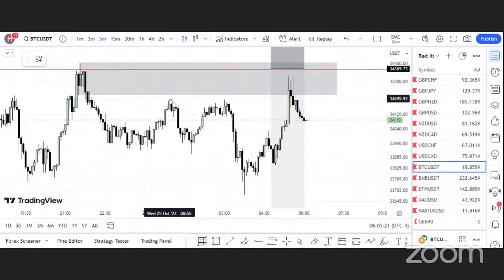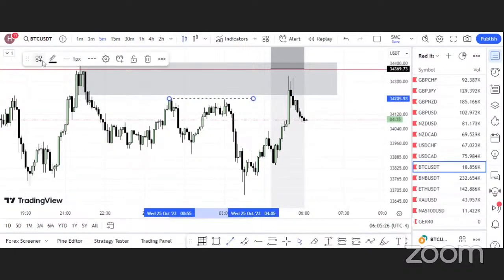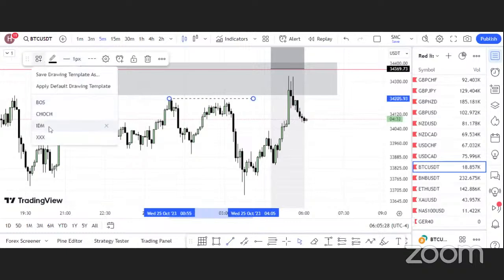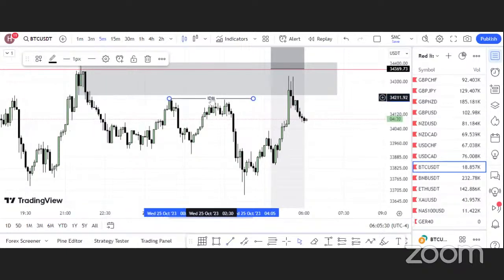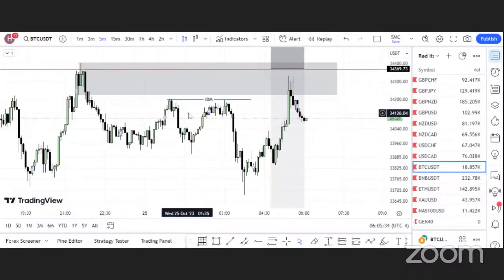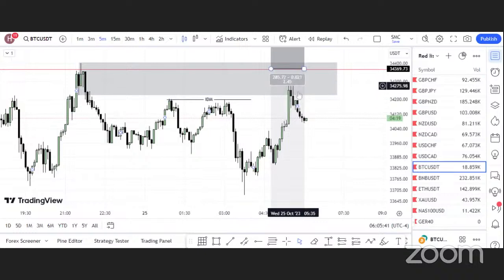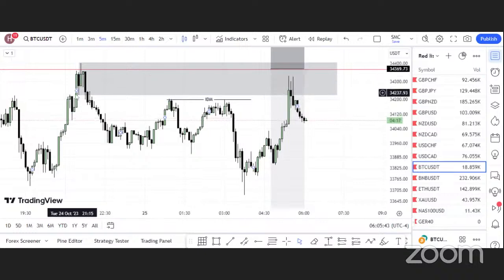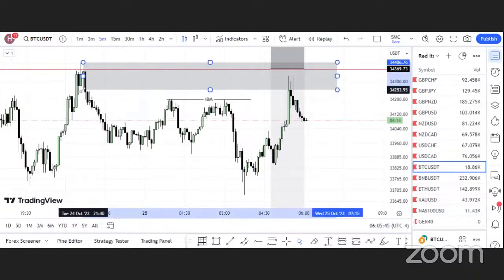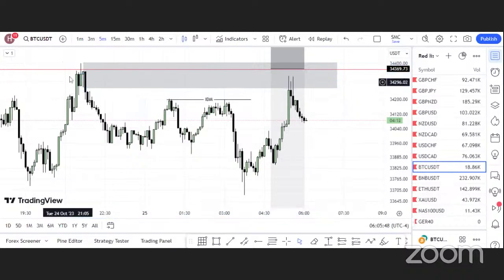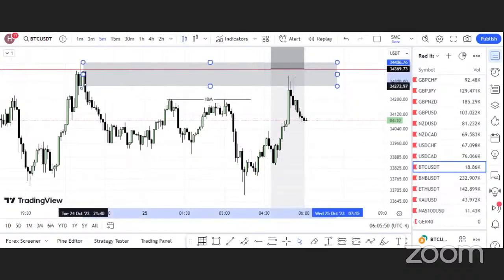On the lower time frame, we have this, and that is an inducement. Inducement happens where we have liquidity. So we have this liquidity area, and you see how the market went above it, went to this area of demand, resistance, and the market went down.